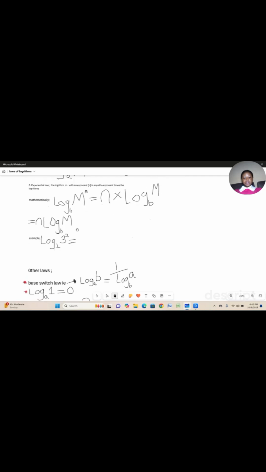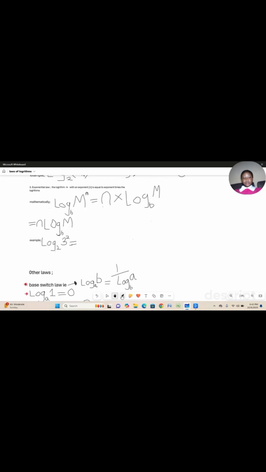Okay, so let's solve this example together. We have log 3 squared, base 2. So how are we going to solve this? That's going to be 2 times, remember you said the power multiplies the logarithm. So we have 2 times log 3 base 2.